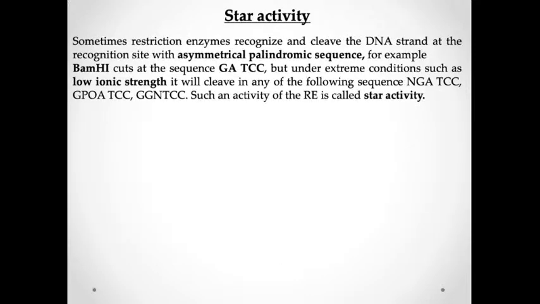Then there is star activity, where sometimes restriction enzymes recognize and cleave the DNA strands at recognition sites with asymmetric sequences, so they are not like blunt ends. BamHI cuts at the sequence GGATCC, but under extreme conditions, such as low ionic strength, it will cleave at sequences like NGATCC or GNTCC. When they cut under such extreme conditions, not like even blunt ends, this is called star activity of restriction enzymes.